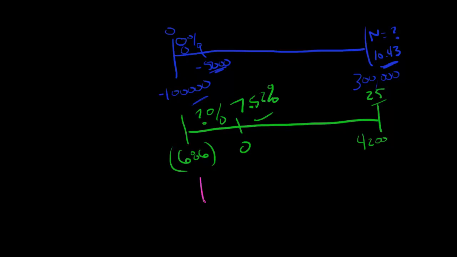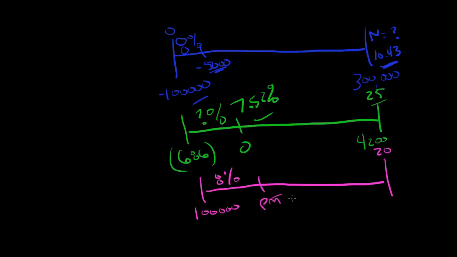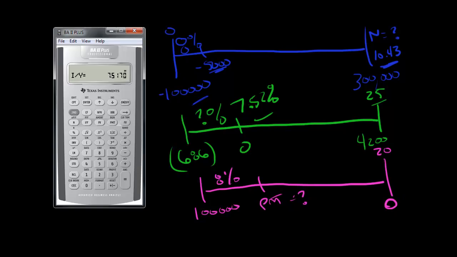Let's try a third problem now, and the third problem we're going to use to determine payment. Let's say we bought a factory for $100,000, and the interest rate is 8%, and the question is, we're going to make 20 equal payments and pay it down to 0. The question is, what is the payment?